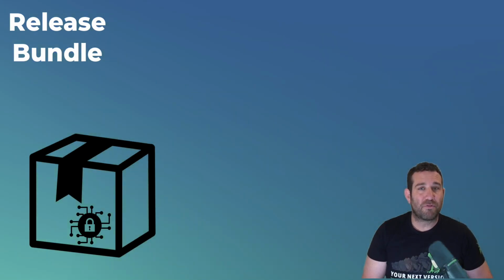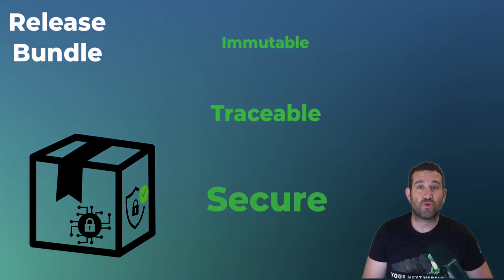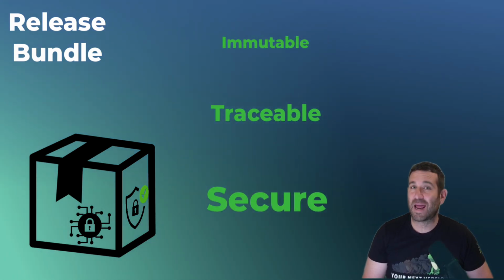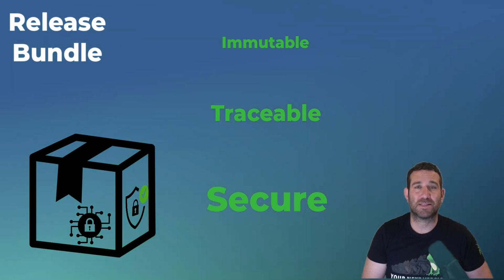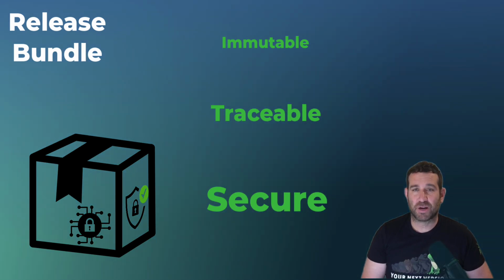But here's the magic. Each release bundle is cryptographically signed. And why? Because we want to ensure no one can tamper with it during distribution. And this digital signature acts like a security stamp, giving your teams and end users confidence that what they're receiving is authentic and hasn't been changed. So with release bundles, you get an immutable, traceable, and secure way to ship software across environments, aligning with modern DevSecOps practices and keeping your software supply chain protected.